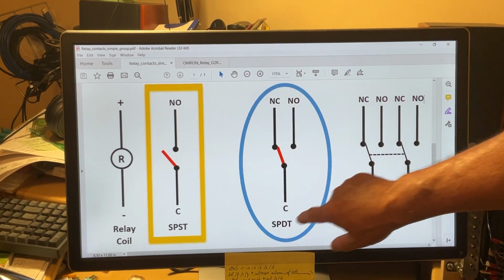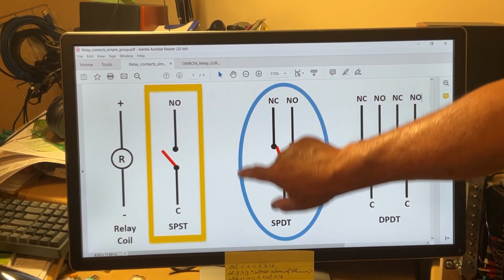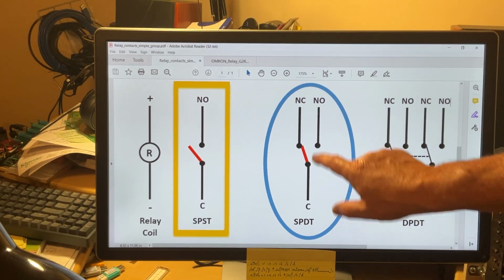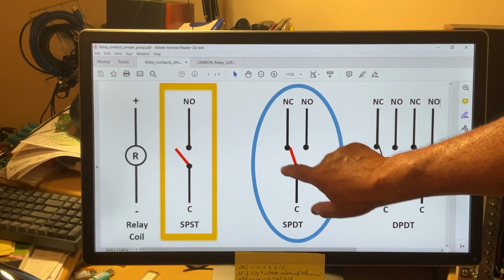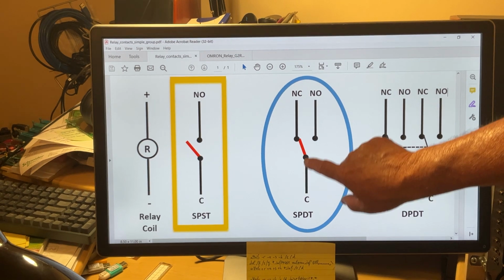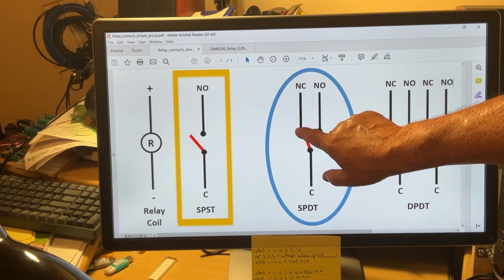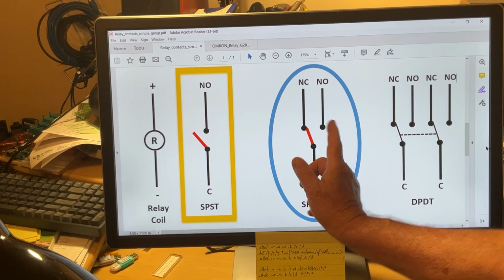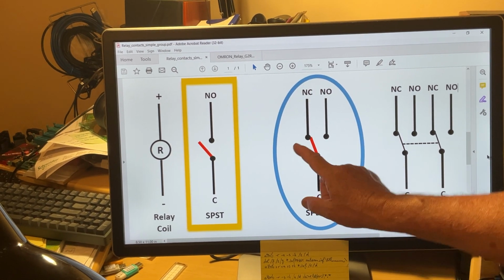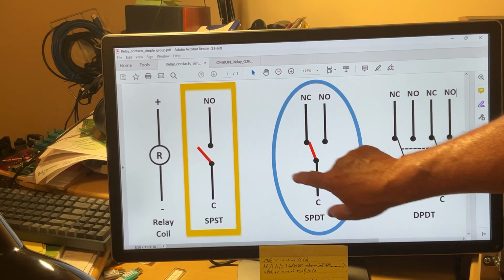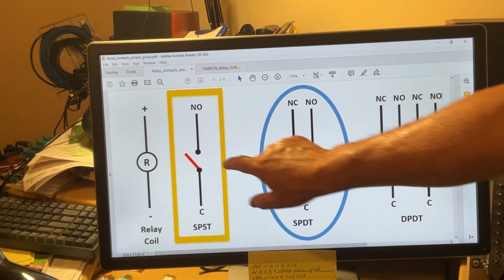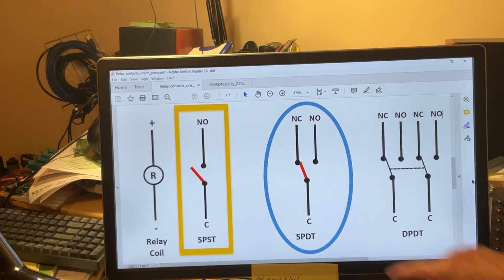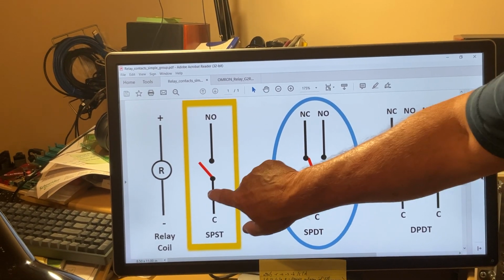Now, the one I put in a blue circle right here is another kind of arrangement. As you can see, this is a complete arrangement of the contacts. You have the common, and you have the two other contacts, normally closed and normally open. So the common is toggling between the other two. I call this a full group of contacts. This is an incomplete one because the normally closed is missing. But both of them are very common on relays.